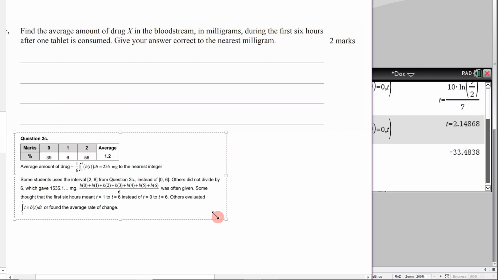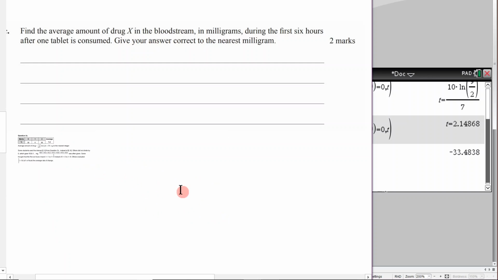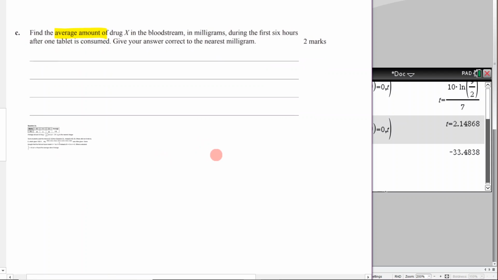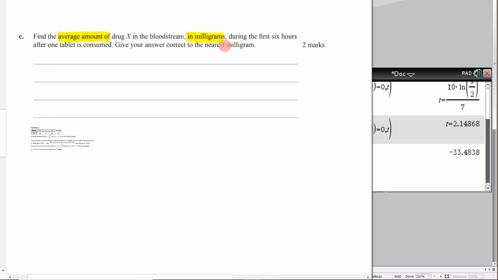Another 2-marker, and again, this is too big. Let's shrink that. Let's get my highlighter out and read this one, which says, find the average amount of drug X in the bloodstream in milligrams during the first 6 hours after 1 tablet is consumed. Give your answer correct to the nearest milligram.